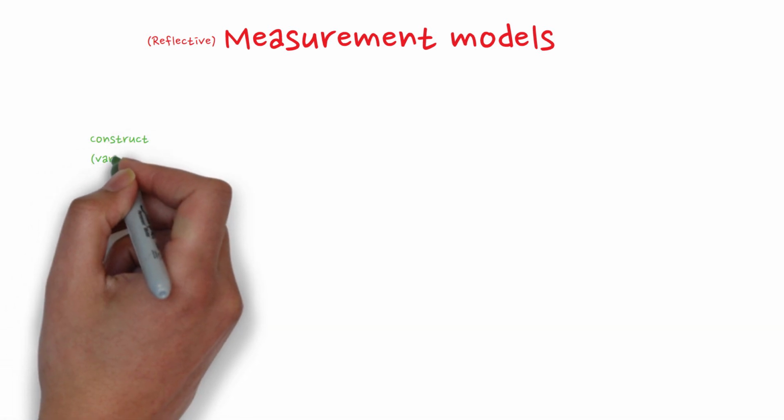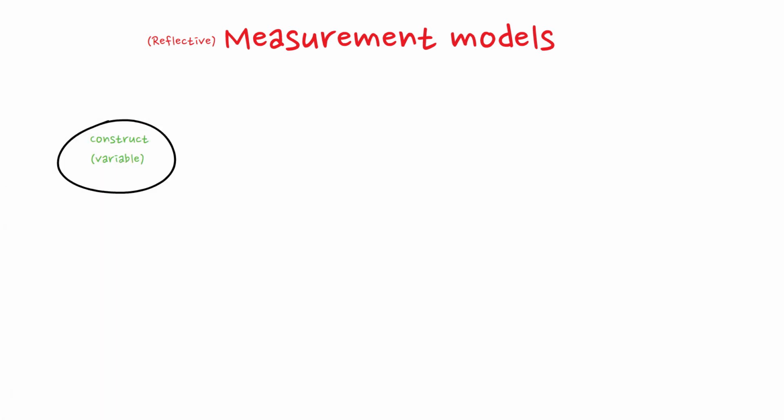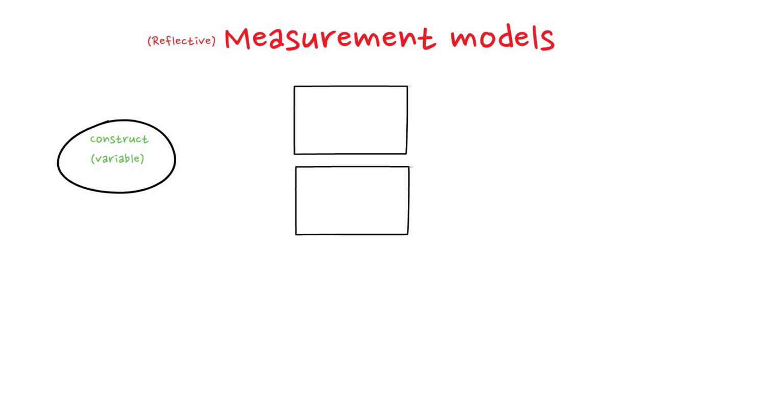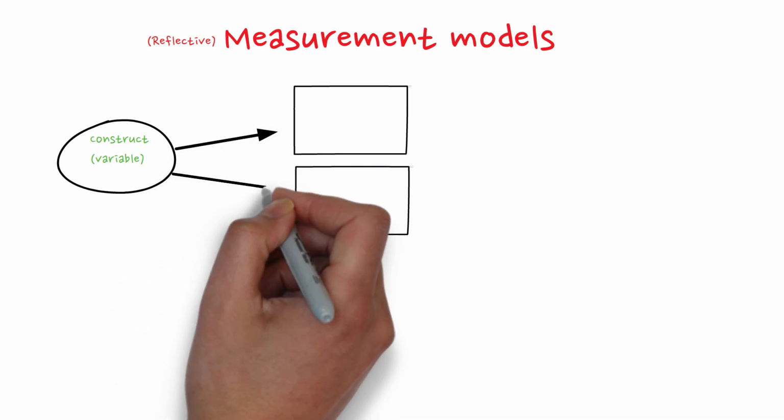A measurement model is simply a way to show, in a visual diagram, how a variable is connected to those items. Here's how it usually looks. The variable itself, also called the construct, is drawn in an oval. The items that represent the construct, such as the individual questions on a questionnaire, are drawn in rectangles. The model then shows arrows that connect the construct to the items.